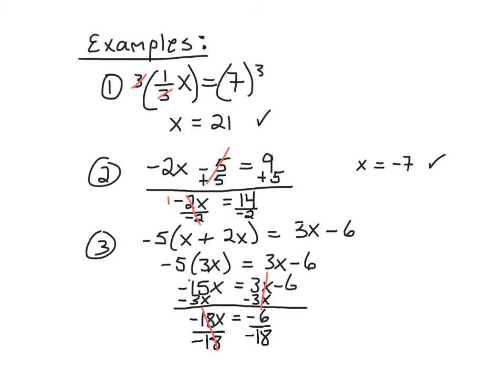Negative 18 divided by negative 18 is simply 1x. And again, I'll write that up here. And then on the right side of the equation, I have negative 6 over negative 18. Well, it turns out I can take a negative 6 out of the top and bottom, and when I do that, I end up with a 1 and a 3. And now I have my solution for the multi-step equation. X is equal to 1/3. That is how we solve basic linear equations.